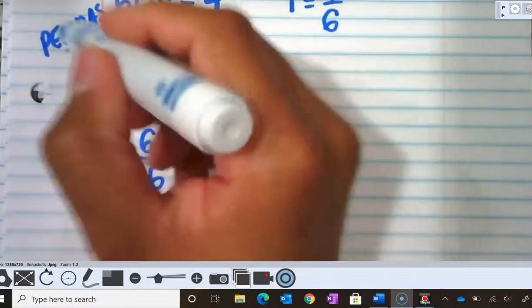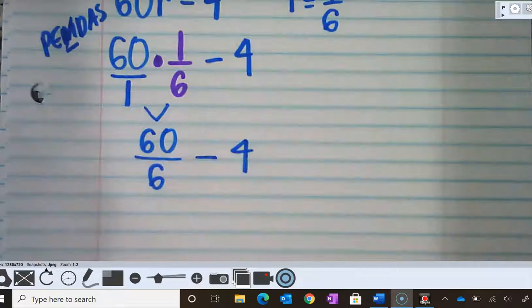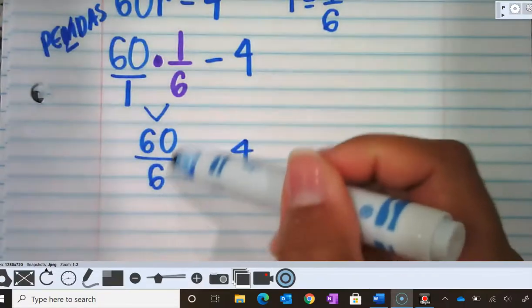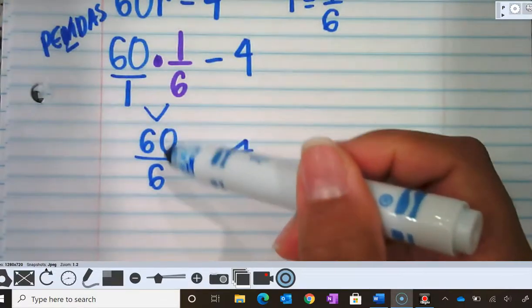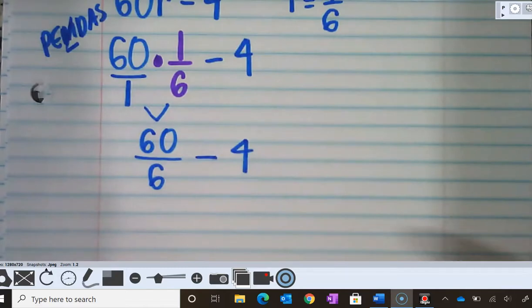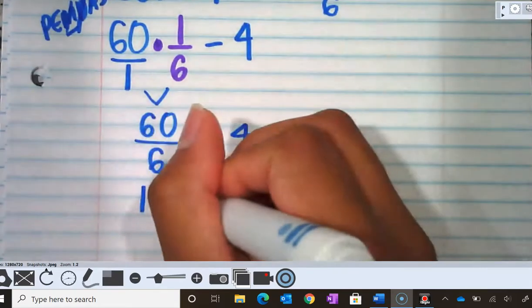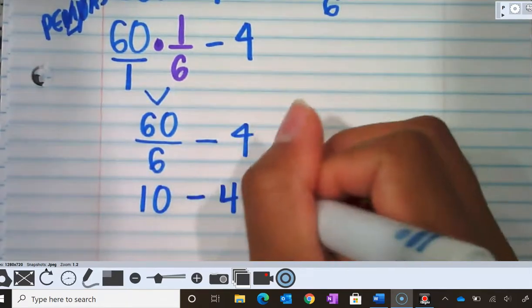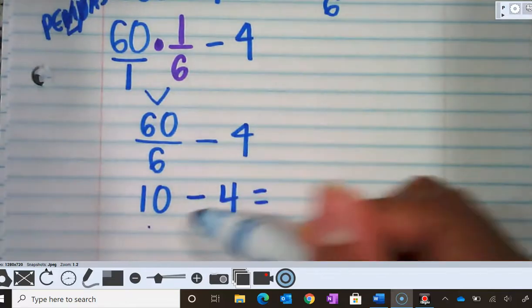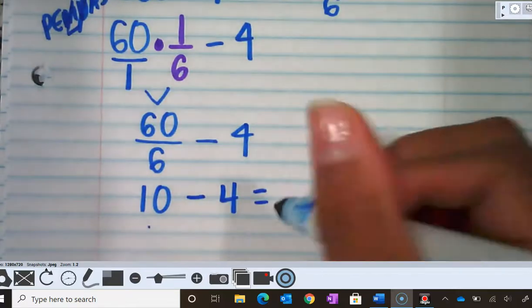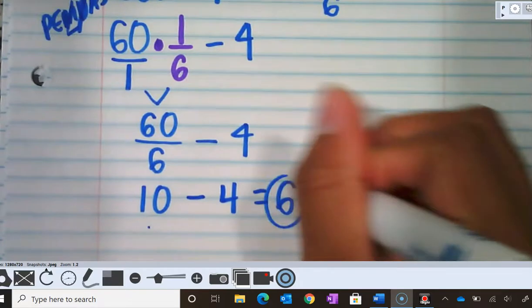All right, I've done my multiplication. Now, there's something I still need to do here. Now this says 60 divided by 6. So let's do our division. 60 divided by 6 is 10. So 10 minus 4. Now I'm left with my last operation, and 10 minus 4 is 6.